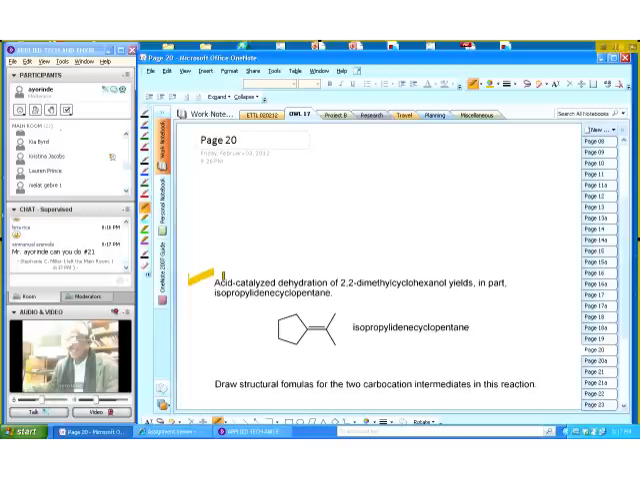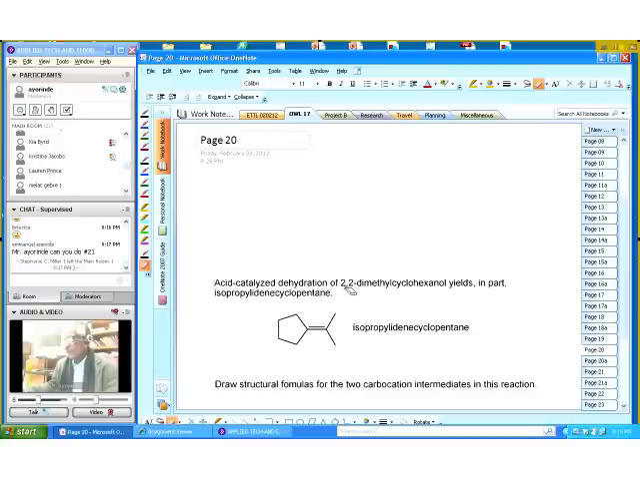What are the structural formulas of the two carbocation intermediates in the reaction? Okay, very good. That is isopropylidene cyclopentane. This is a very good one. This is one of the questions of the day.